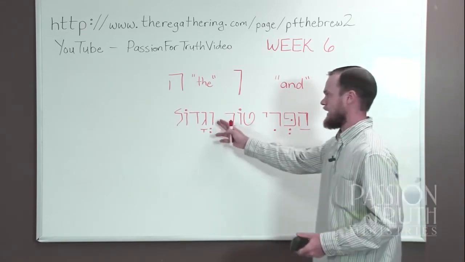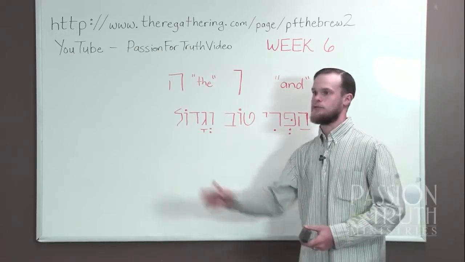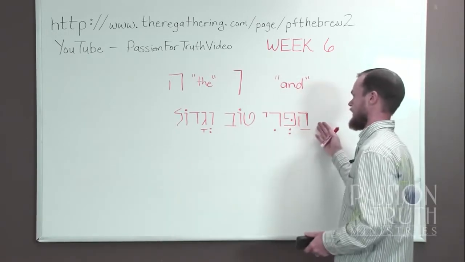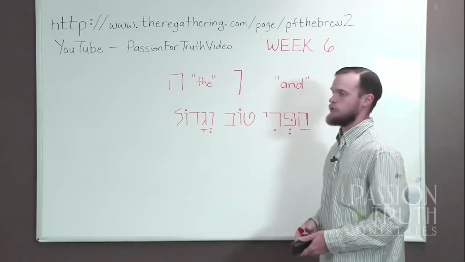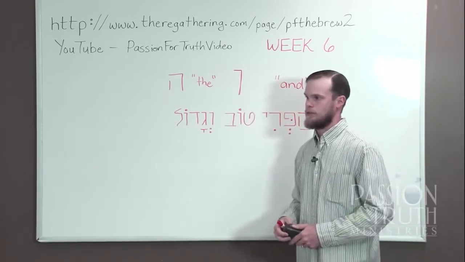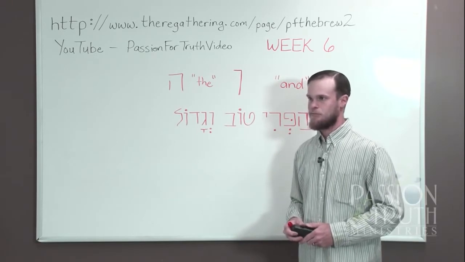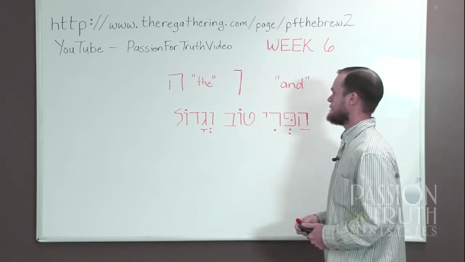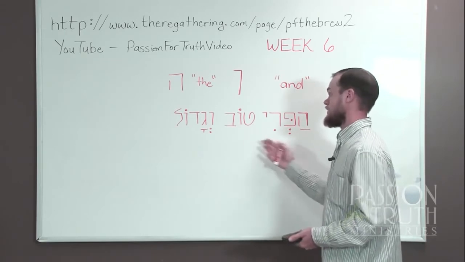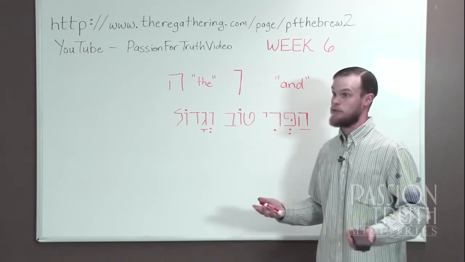It's using this vav conjunction to string these adjectives together, both describing the same original noun. So basically the vav functions exactly the way the English "and" functions. Although in English, in a sentence you would actually say the fruit is good and big.